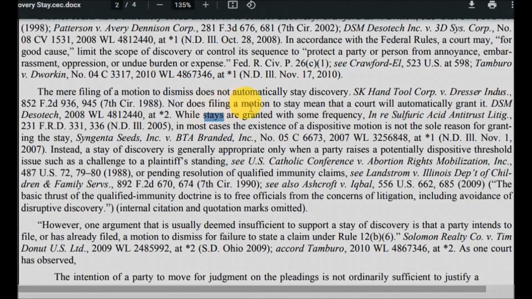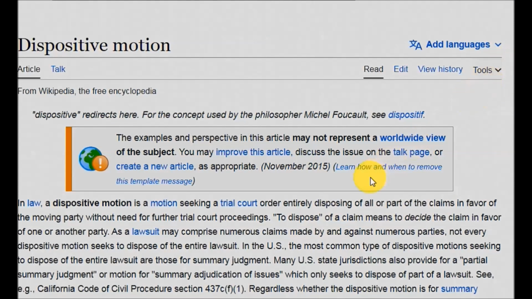While stays are granted with some frequency, in some cases, the existence of a dispositive motion are things like summary judgment or motion to dismiss. So you keep seeing this term dispositive motion. That's what it means. Let's just read it in a little bit of detail, and then we'll go back to what we were saying when it comes to how qualified immunity is used to stop what you're trying to do.